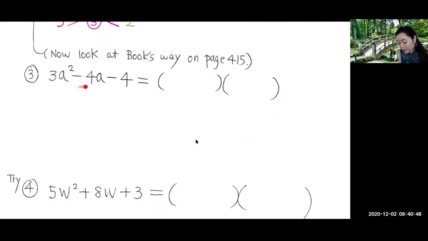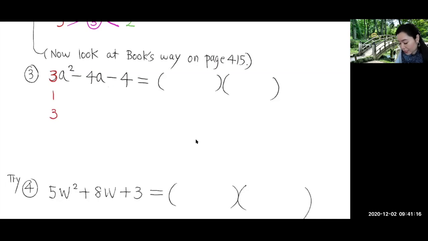Now this one over here. How would you like to factor this? Let's try that. So a squared here, a and a number, so we can try factoring. For this 3 here, how would you like to factor 3? 1 and 3. Okay, let's try 1 and 3.